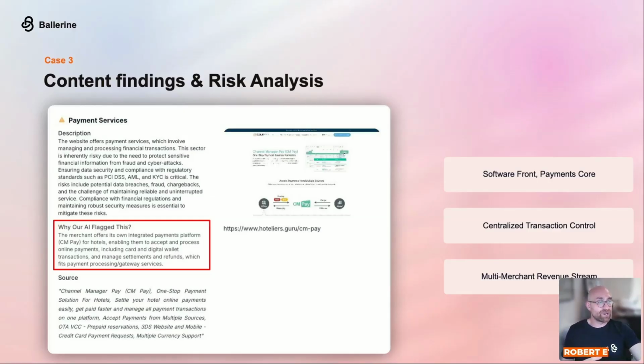So it's always important to not just look at the surface level of, okay, they have to do with hotel booking management, but if that booking management has to do with payments, you're in an entirely different world of risk.